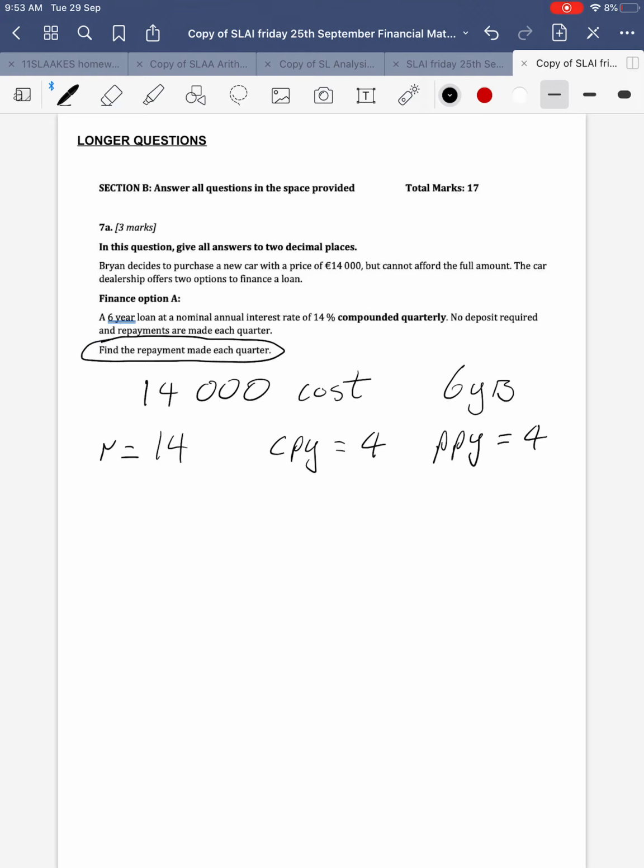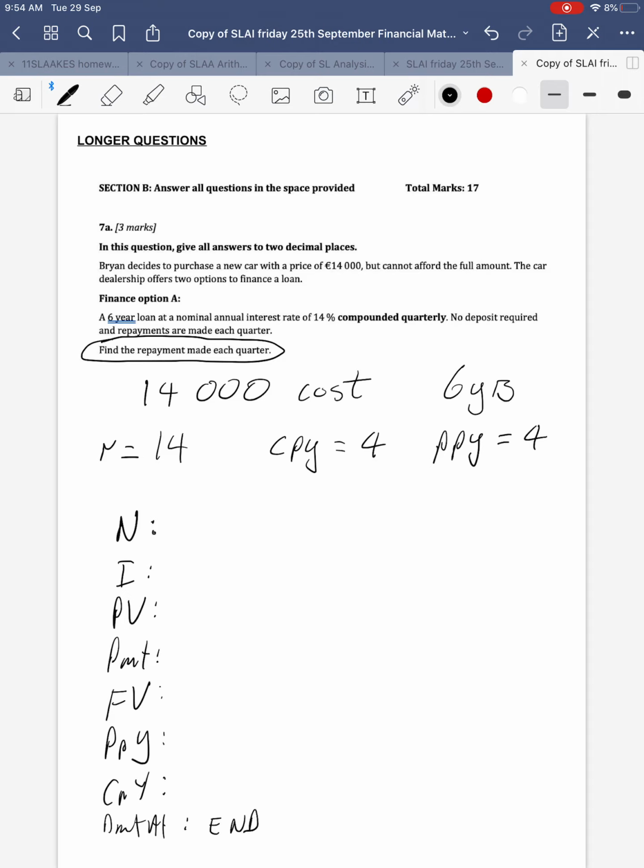If we go to our financial solver and have a little look at all the inputs, we've got N, we've got I, we've got PV, we've got PMT, we've got FV, and we've got PPY, and we've also got CPY, and we've got payment at. This is always going to be set to end. Now let's think about how we put the right numbers in the right place.